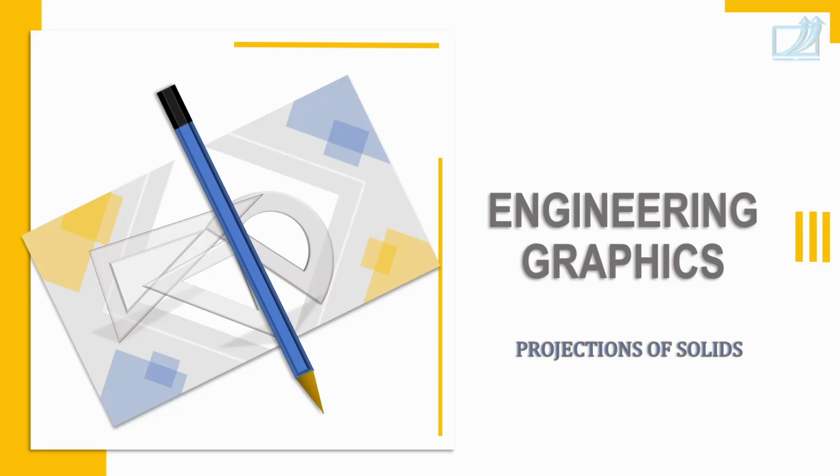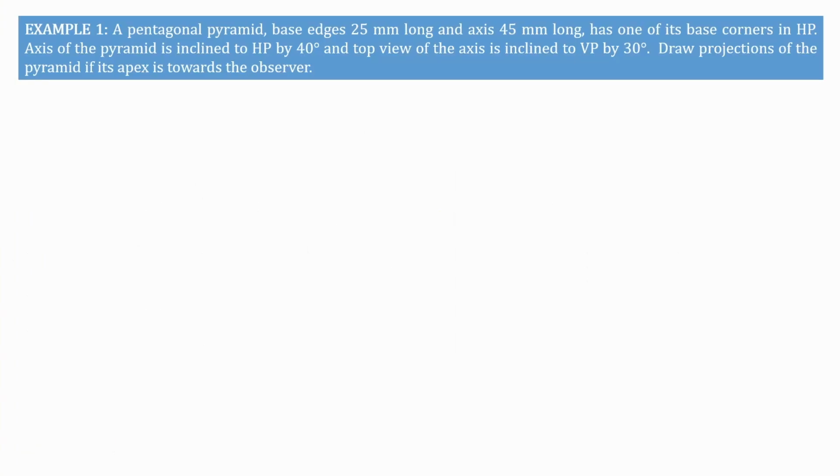In this video, we are going to study projections of solids. We'll start with pyramids. Let's read the problem. A pentagonal pyramid, base edge is 25 mm long and axis 45 mm long, has one of its base corners in HP. Axis of the pyramid is inclined to HP by 40 degrees and top view of the axis is inclined to VP by 30 degrees. Draw projections of the pyramid if its apex is towards the observer.